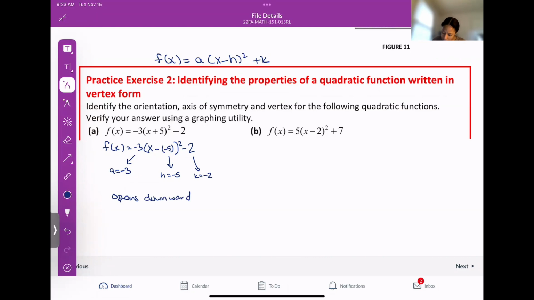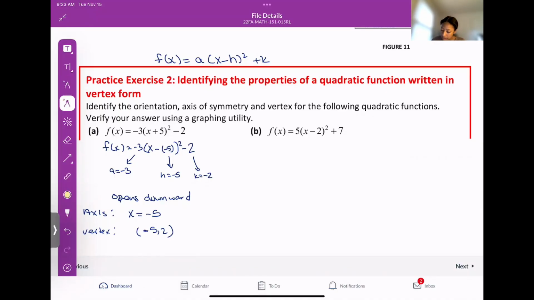What else are we asked for? The axis of symmetry is x equals h. So that's going to be x equals negative 5 is the axis of symmetry. And the vertex is h comma k, so negative 5 comma 2. Just be careful with your sign there for the x term.